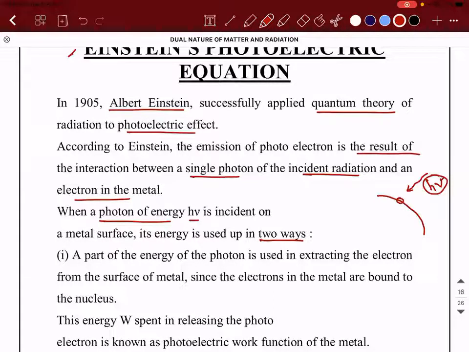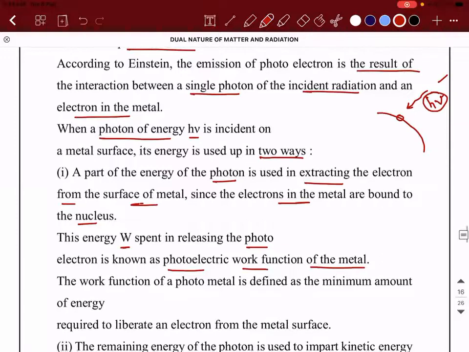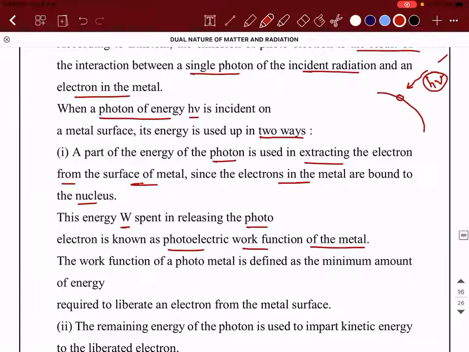A part of the energy of the photon, that is part of h nu, is used in extracting the electron from the surface of the metal, since the electrons in the metal are bound to the nucleus. This energy W spent in releasing the photoelectron is known as the photoelectric work function of the metal. How do you define work function? The work function of a photometal is defined as the minimum amount of energy required to liberate an electron from the metal surface.